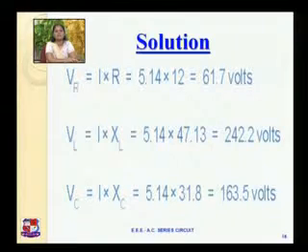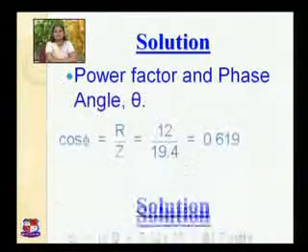Now voltage across inductor VL, which is equal to I into XL. XL is the inductive reactance and I is the current. So your equation is like this: 5.14 into 47.13. So your answer is 242.2 volt. VC, which is the voltage across capacitor, which is equal to I into XC. So it is equal to 5.14 into XC, which is 31.8. So our answer is 163.5 volts.